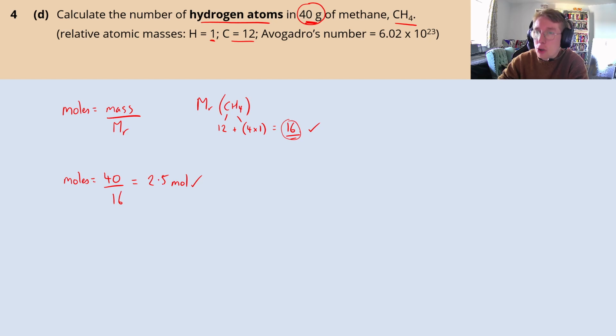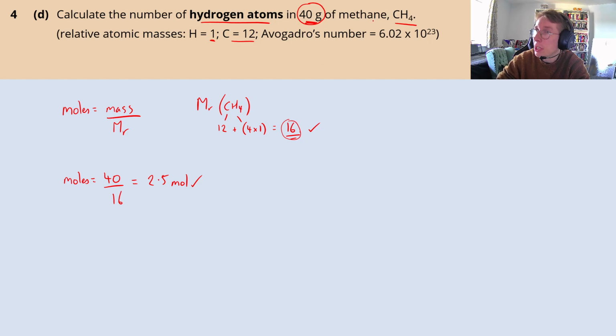Moving on from there, we've got 2.5 moles. So now we're back where we were in question C. We already knew this information for that question. So if we've got 2.5 moles, we know that whatever that number times Avogadro number is, that will tell us the number of particles in that many moles, okay? Because 1 mole is Avogadro's number of particles.